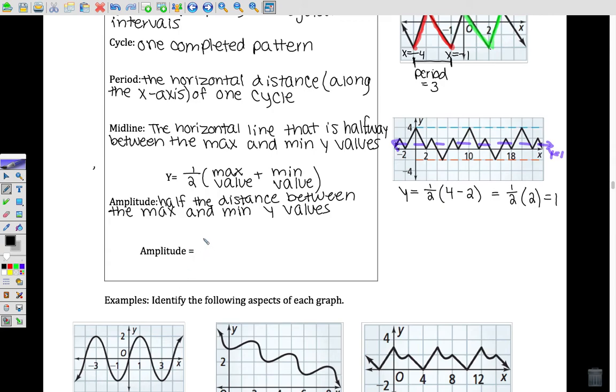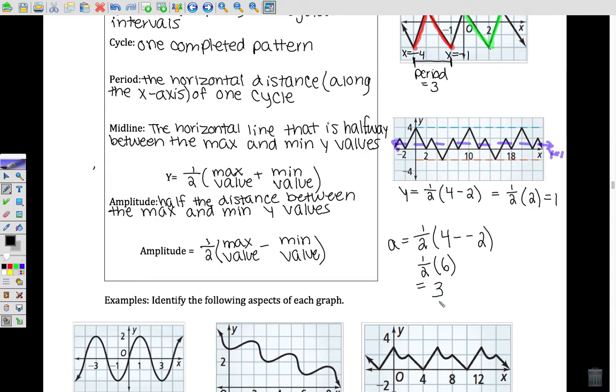So the equation we can use to find amplitude is 1/2 the difference between the max value and the minimum value. So in this example, we said no value was ever more than 3 away from the midline. We also could have said that the amplitude is 1/2 the maximum value of 4 minus the minimum value of -2. That's 1/2 of 6, gives us an amplitude of 3.